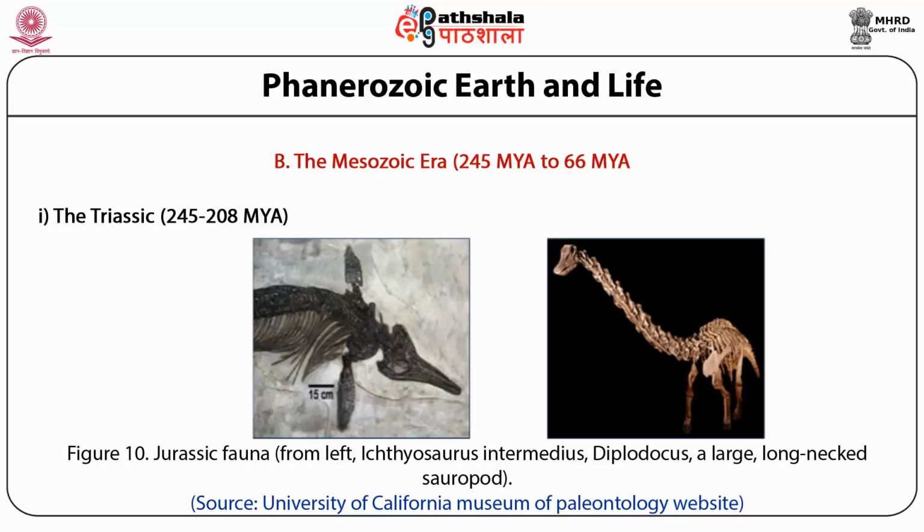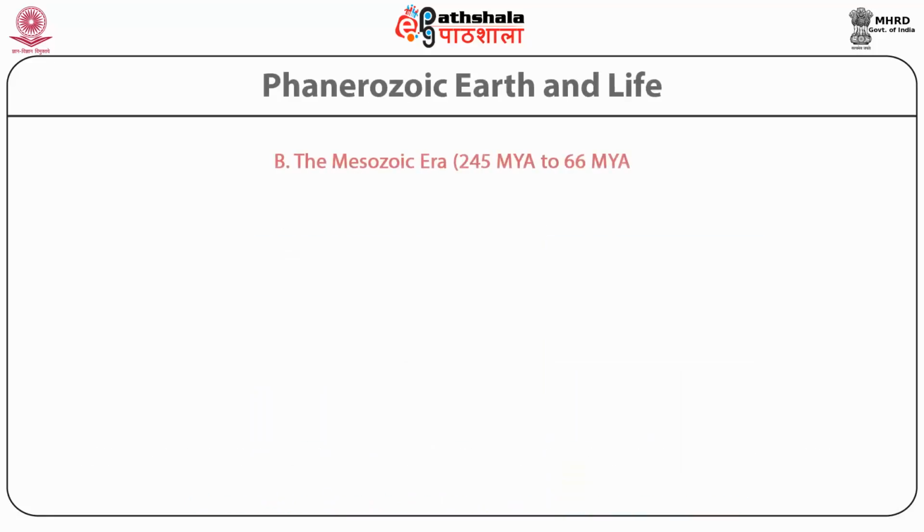Dinosaurs, both giant quadrupeds, herbivorous and bipedal carnivorous, evolved during the late Triassic period. The late Triassic was also marked by the appearance of flying reptiles called pterosaurs. Jurassic period. The Jurassic period continued from 208 million years ago to 144 million years ago in the Mesozoic era.